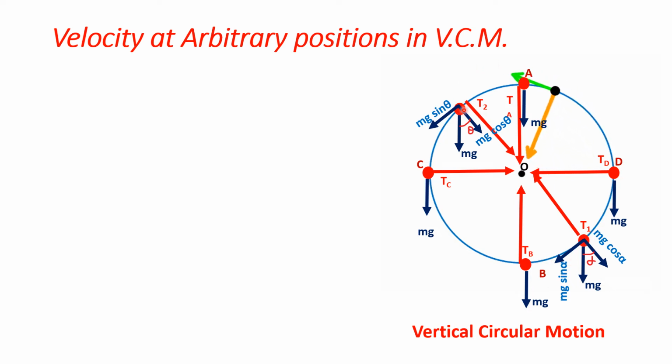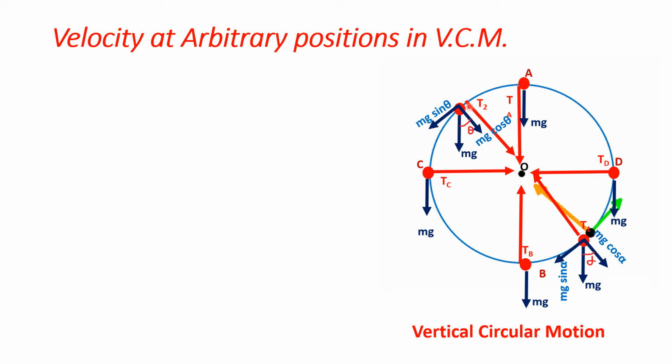At point T2, by considering the angle theta, we resolve the component mg into its two perpendicular axes. One is mg cos theta, which is directed along the T2 tension. Both are parallel to each other, whereas mg sin theta is tangential to this circular path.